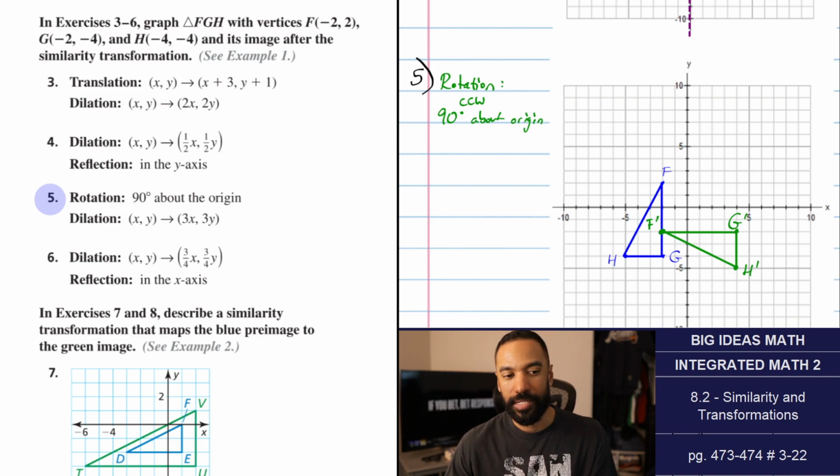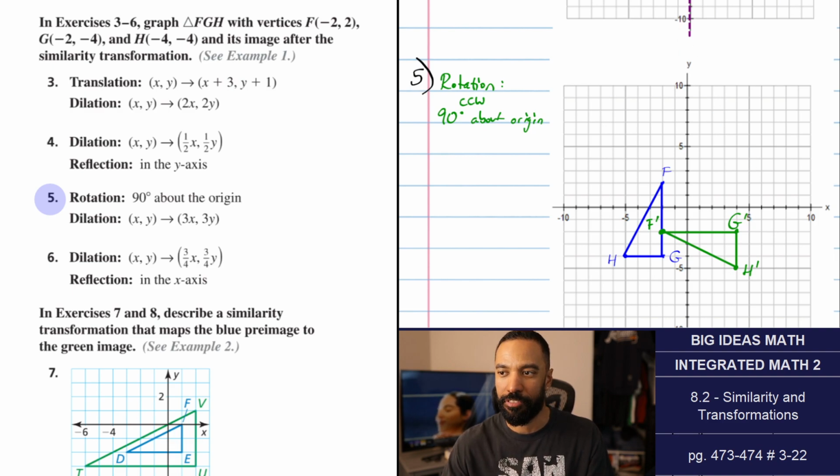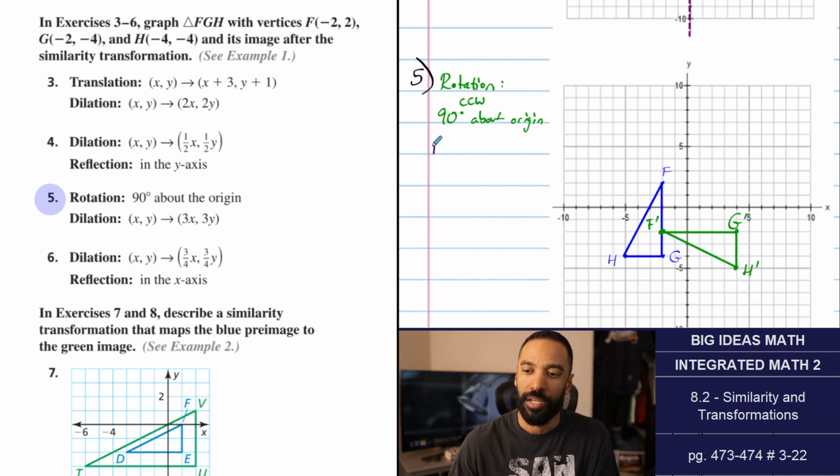Okay, now we do a dilation where we triple everything. And as you can imagine, well, you might go a little bit off the map here, and I'm just going to deal with it. Dilation.